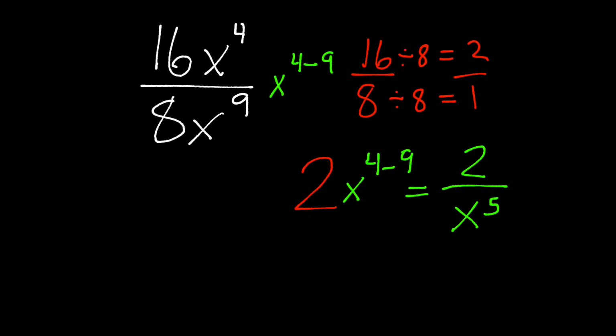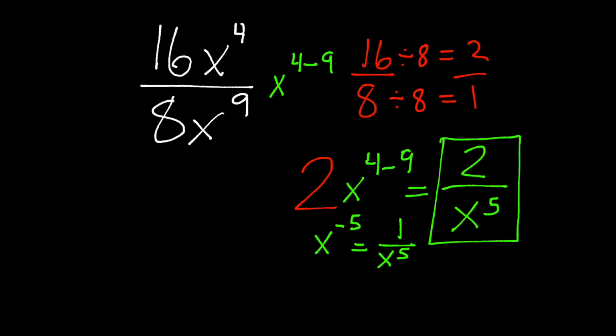4 minus 9, let's look at this closer just to make sure. 4 minus 9 is a negative 5, so we actually have x to the negative 5. And what do we do with negative exponents? We move them into the denominator to make them positive. So if I have 2 times x to the negative 5, it's going to be the same thing as 2 over x to the 5th. And there is our answer, 2 over x to the 5th. Also, notice that I said with the first example, when the higher power is on top, it stays on top in our answer.